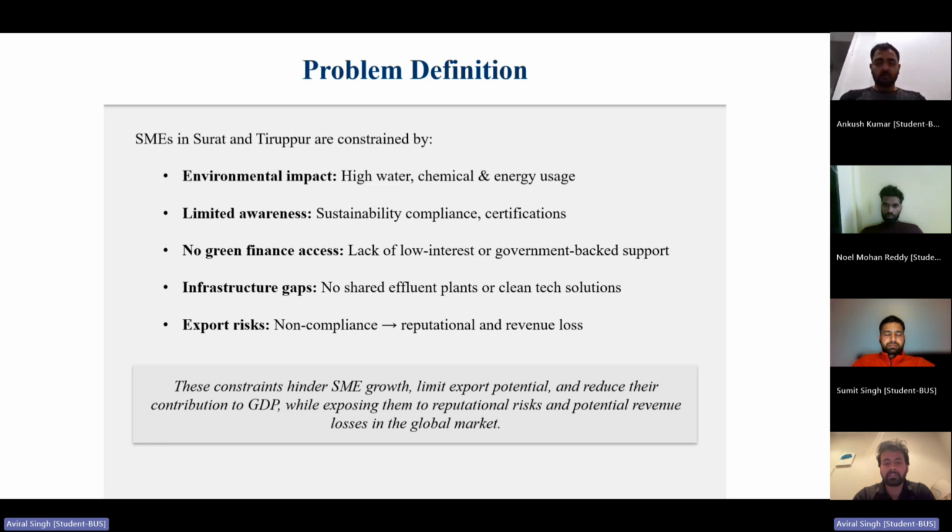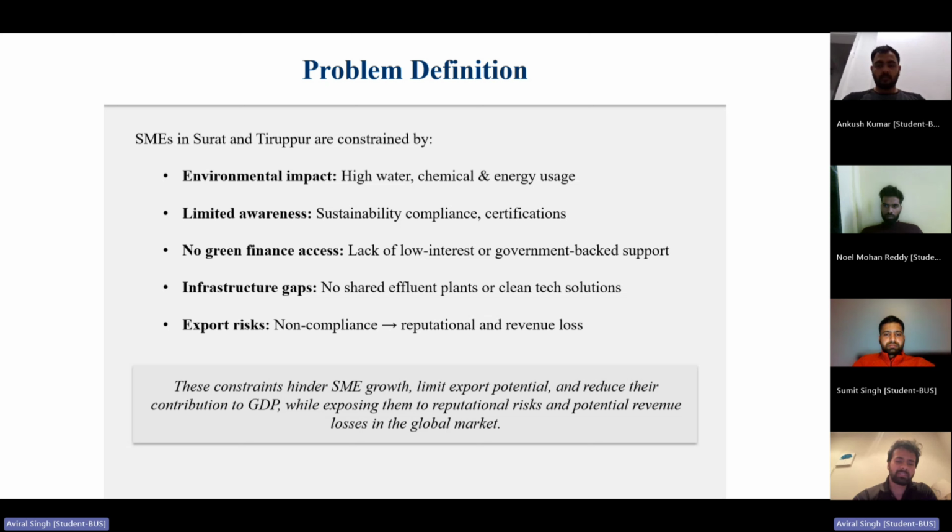Financial constraints are another major issue. Installing zero liquid discharge systems or energy efficient machinery requires investments. Certifications alone can cost 2 to 3 lakh per unit. Moreover, government infrastructure like common effluent treatment plants is either missing or poorly managed.